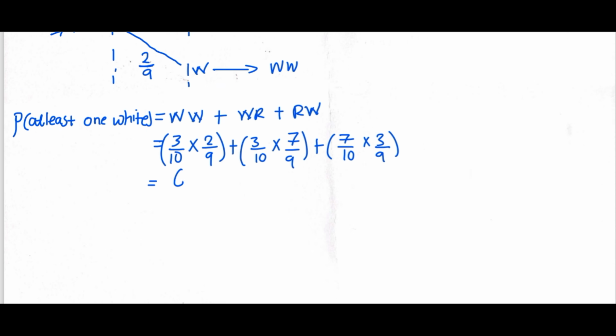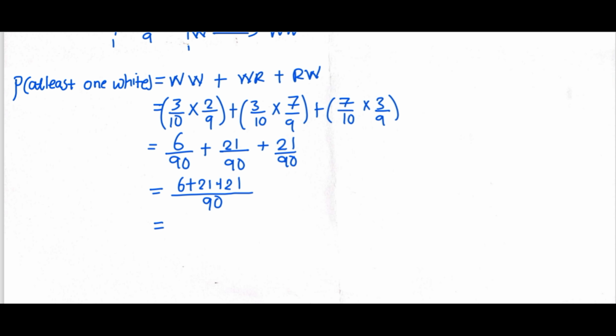3 times 2 will give us 6 over 90 plus 21 over 90 plus 21 over 90. So here we can see that there is no need of finding the lowest common denominator because we already have it. So we are just going to add the numerators. So 6 plus 21 plus another 21. So 21 plus 21 is 42 plus 6, we get our 48 over 90. So this is our answer.